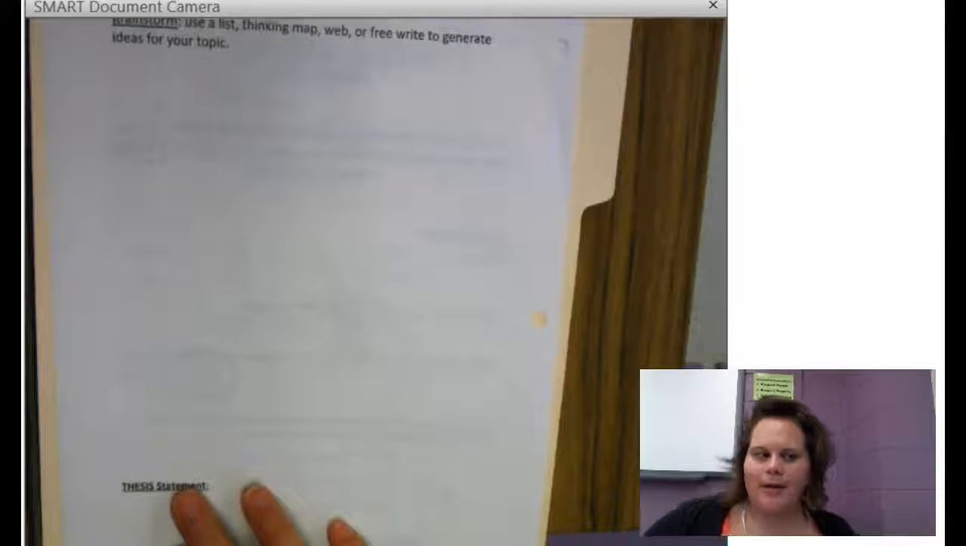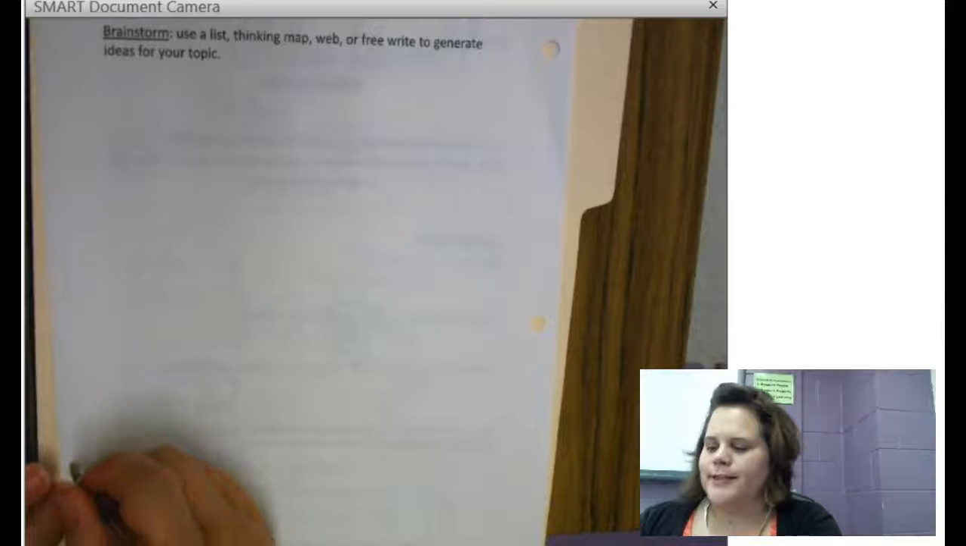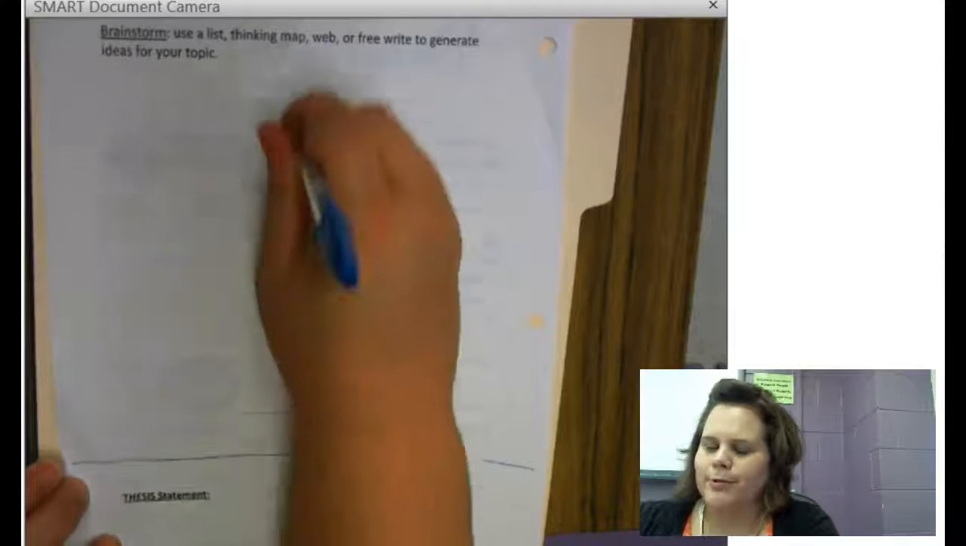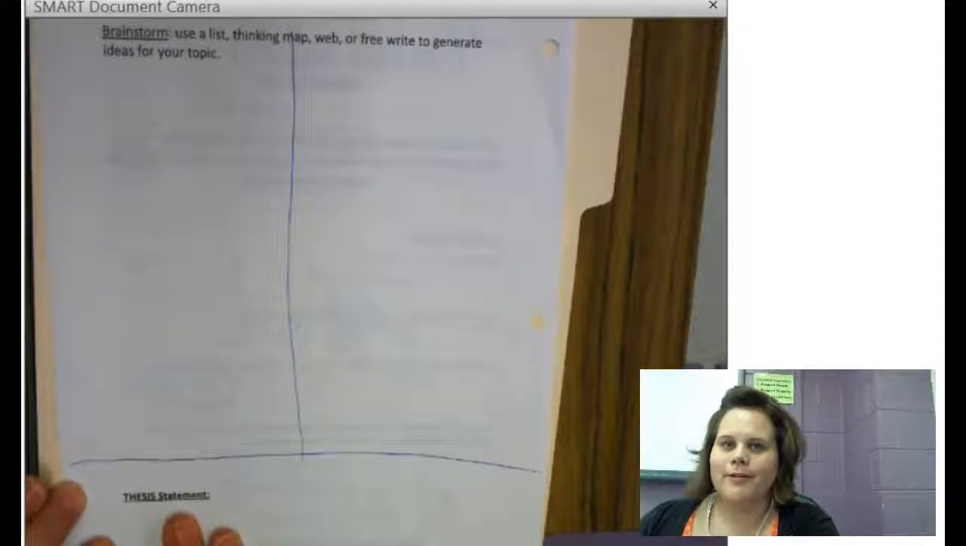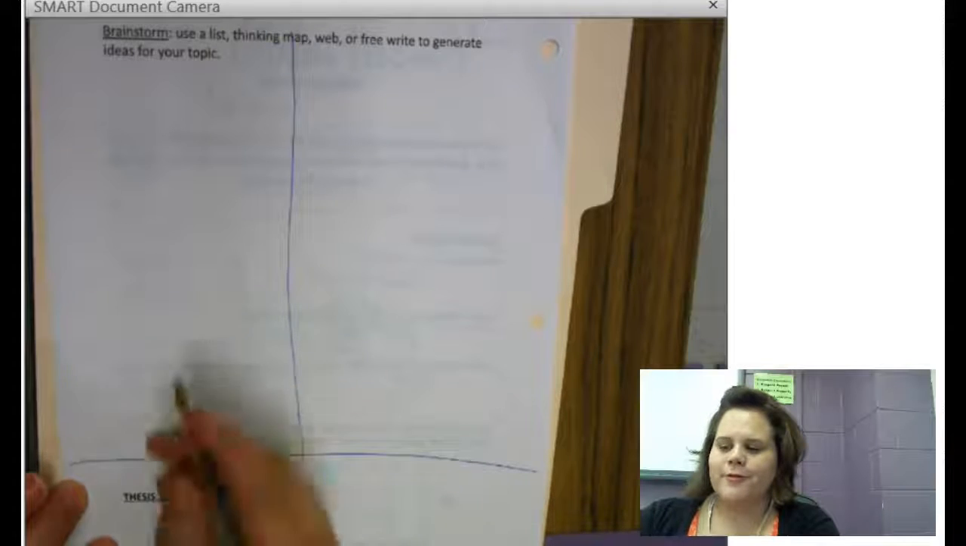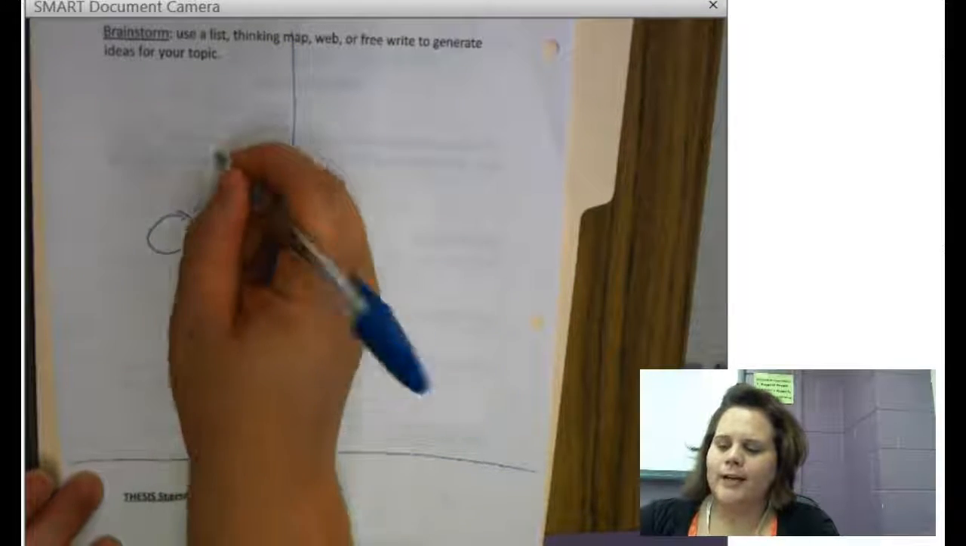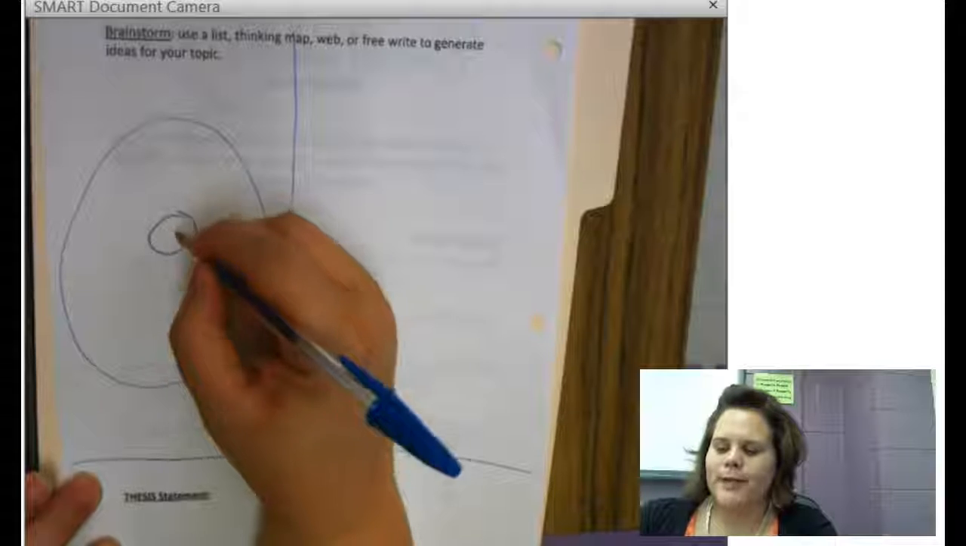Let's flip it over. Okay. If you get stuck, you're going to have to brainstorm twice. So I'm going to say split your paper, brainstorm twice. The first one is to decide on your position. It says pick a position.